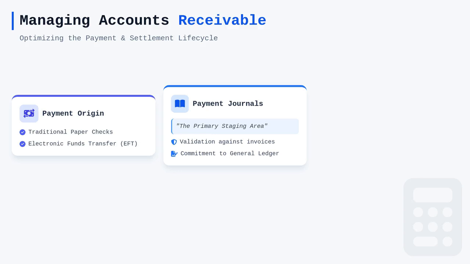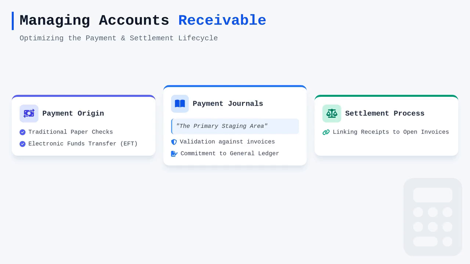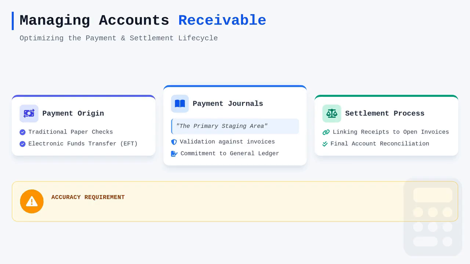Manual check entry involves specifying the payment date, transaction currency, and the specific customer account, followed by a settlement process that links the receipt to one or more open invoices. Accuracy here is paramount, as any discrepancy between the payment amount and the invoice balance triggers secondary processes involving either remaining open balances or accounting adjustments.